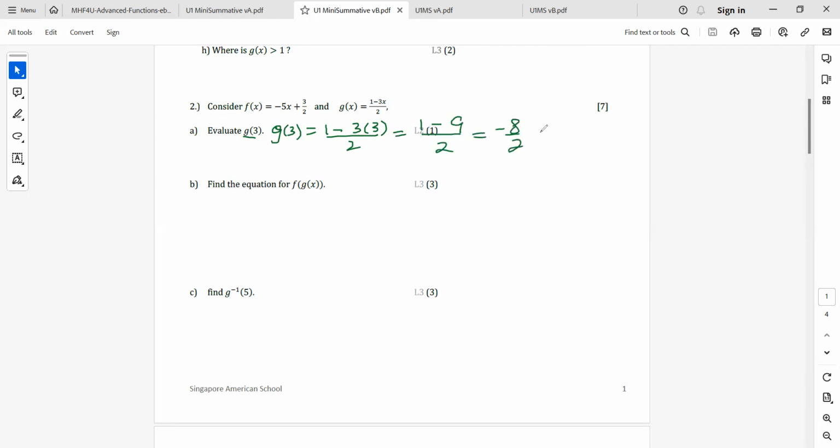g of 3 is equal to 1 minus 3 into 3 by 2, then 1 minus 9 by 2, then minus 8 by 2, that is minus 4. G of 3 is equal to minus 4. Good. Now let's solve f of g of x. Solve it with me. You need to solve it yourself and I will solve it simultaneously.